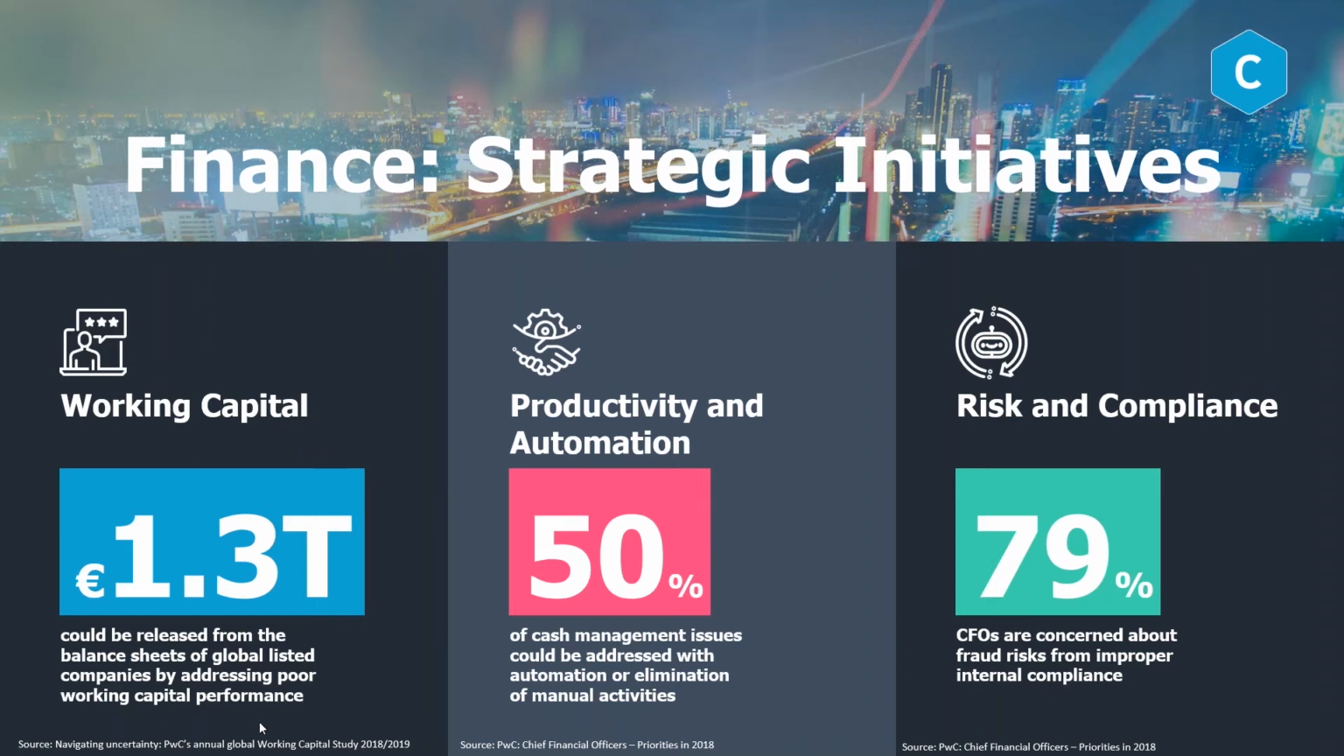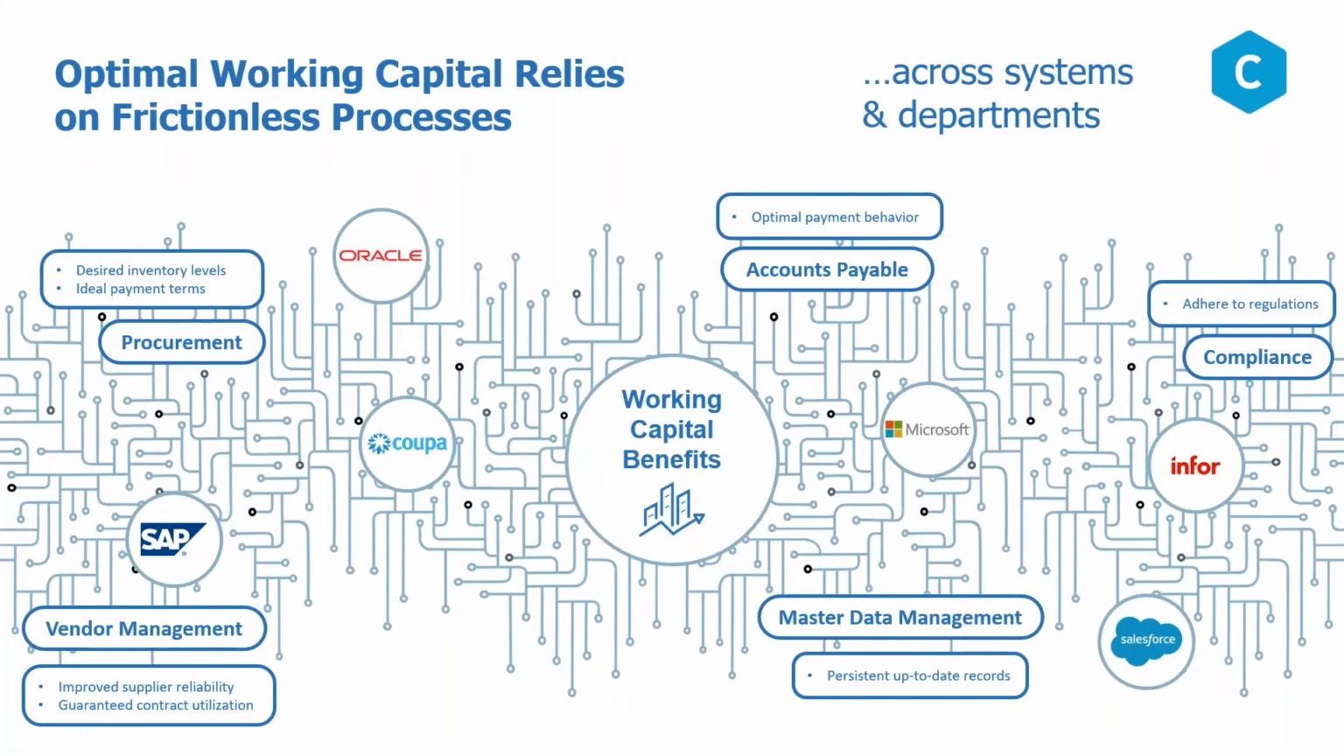With more and more invoices being processed, a natural question also is, how can we raise both productivity and automation? And last but not least, 79% of CFOs are concerned about risk and compliance, as this also has, of course, a high impact on penalties and regulatory requirements in general. So why is it so difficult to address these pillars? And if we pick working capital, what's the challenge in actually optimizing working capital? Well, it all boils down to having frictionless processes across the different systems and departments.